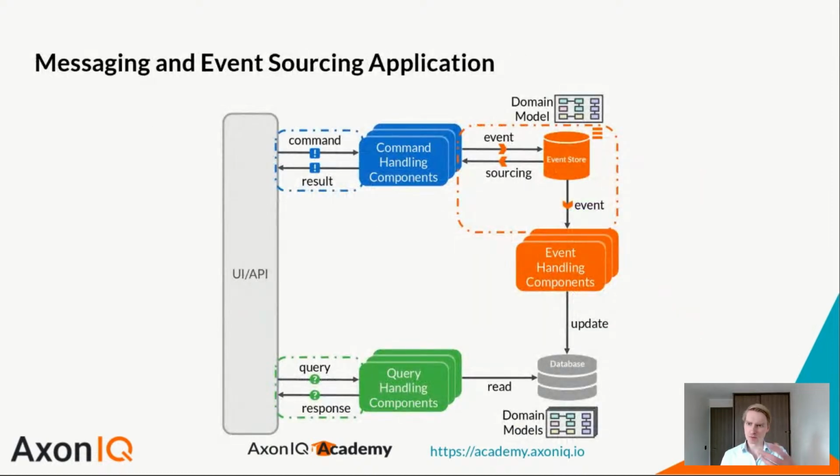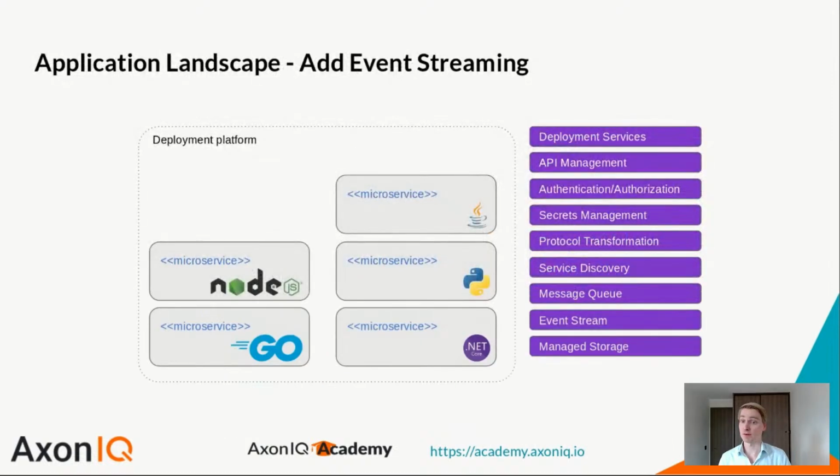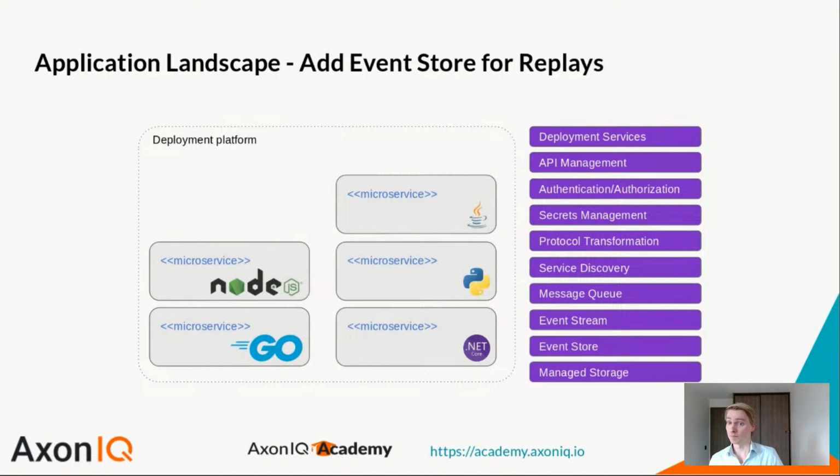Now, if we look a bit further into these messaging and event sourcing applications, then we actually get 2 more requirements added. Because we want to send those commands, those events, and those queries and handle them, we also need support now for an event stream. We need to be able to stream our events from one place to another. But we also need an event store. We need to be able to do that event sourcing so we can recover very specific events to rebuild our domain model on the fly and do our reasoning on it.